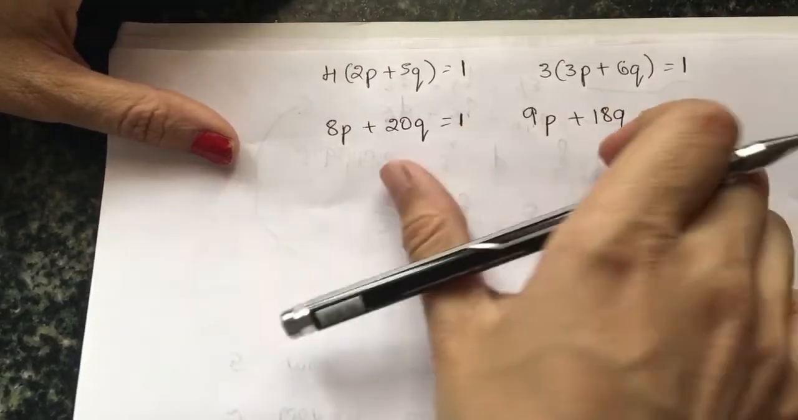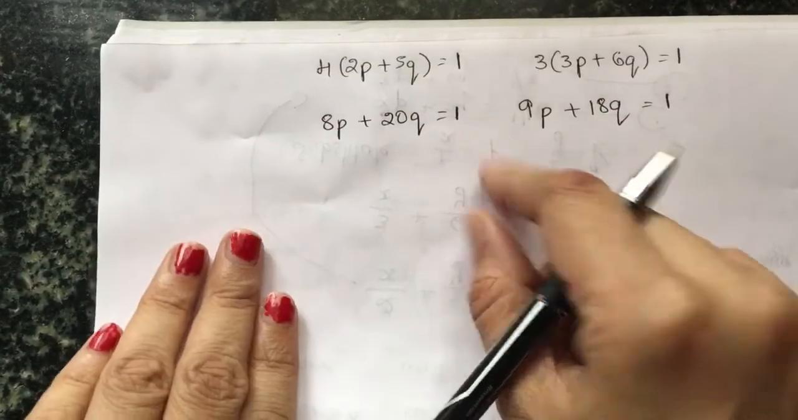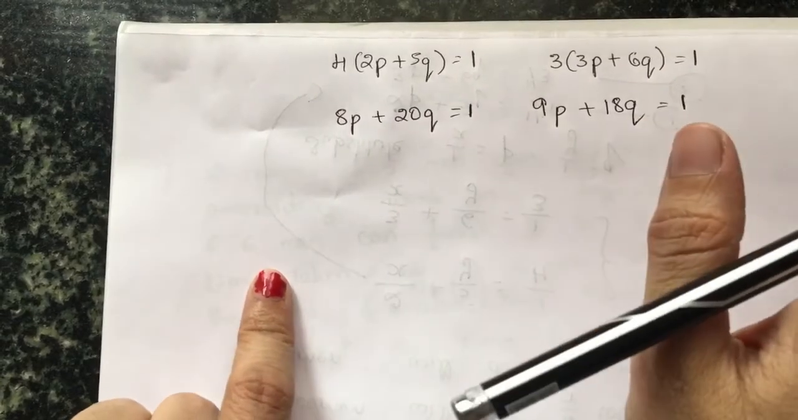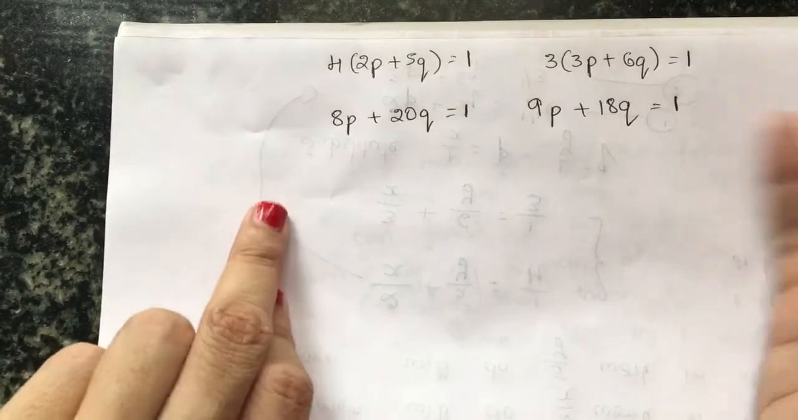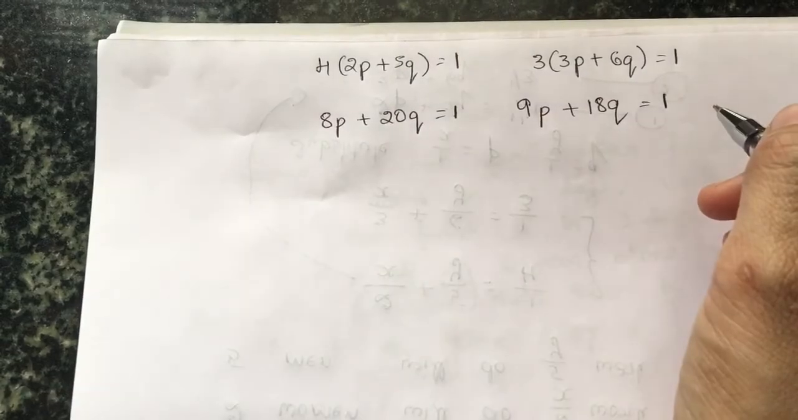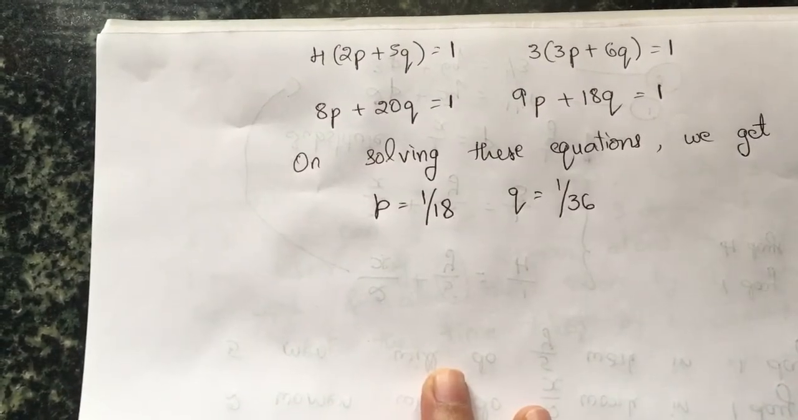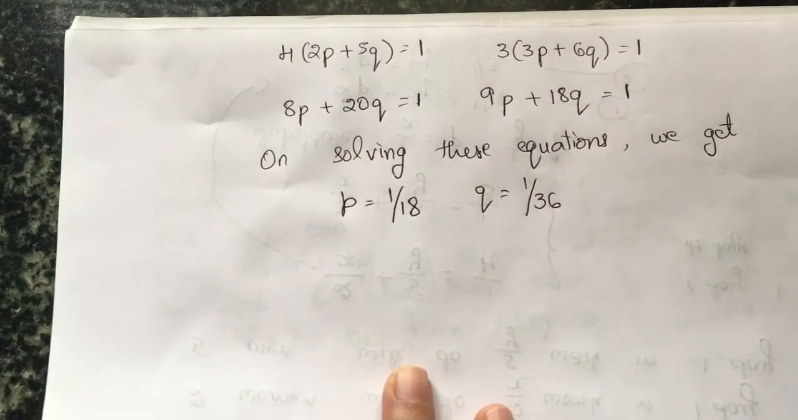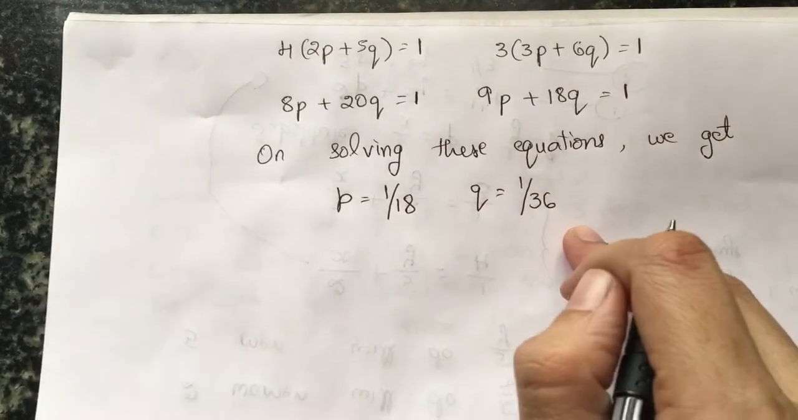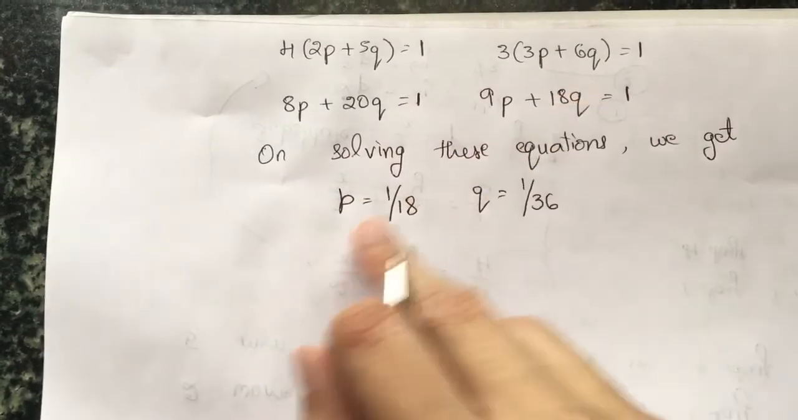So you just solve these 2 equations by any of the methods. You can go by the elimination method or the cross multiplication method. It is left to you. I'll just solve and come. Yeah, I got these values for p and q. I have skipped the method and directly written the answer. You try by yourself and check with the answer.